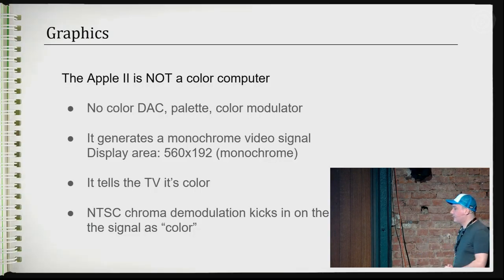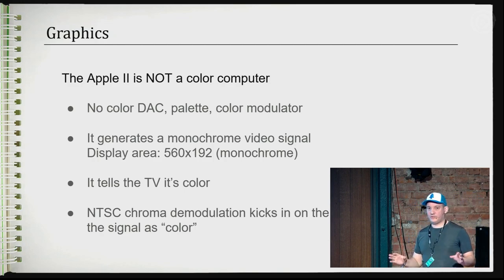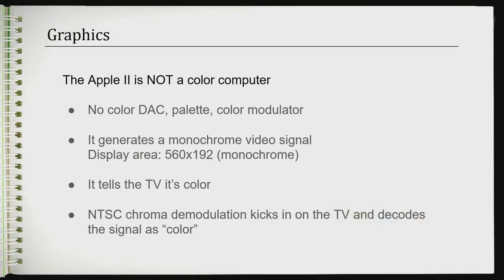And what you need to understand for color is that the Apple II is not a color computer. This is all a trick. There's no color DSC, no palette, no color modulator inside the machine, except for the PAL version, because you need a color converter. The Apple II is an NTSC machine, basically. So what it does, it generates a monochrome video signal, and the monochrome video signal is 560 by 192 for the display area. And it just sends that. It's a monochrome signal, and it tells the TV, yeah, it's color. And that's the TV that does the color.